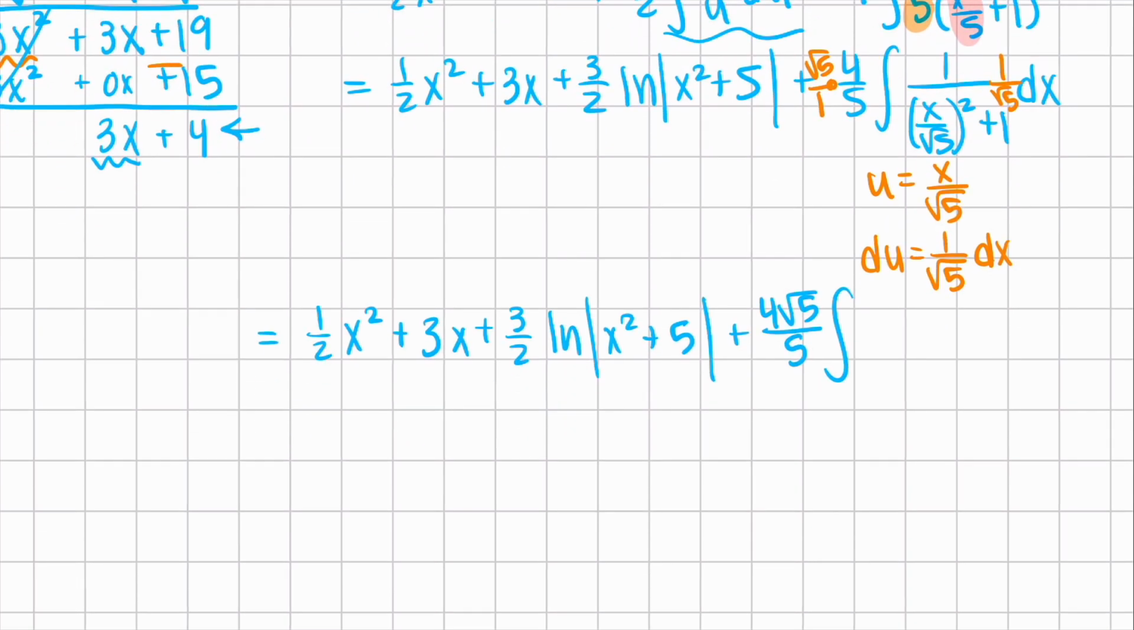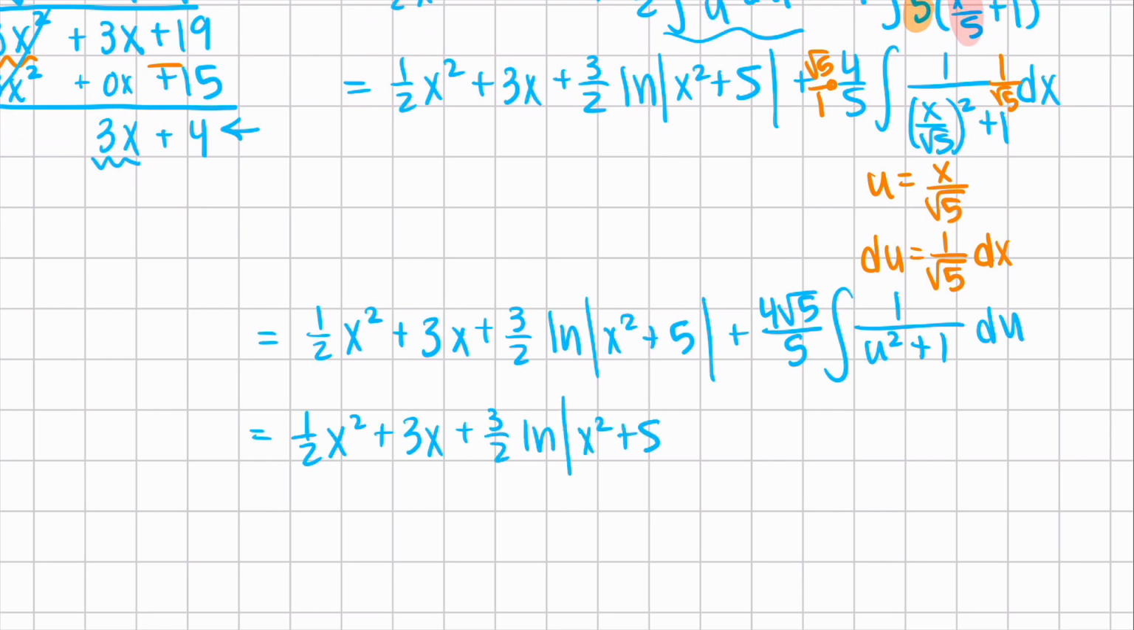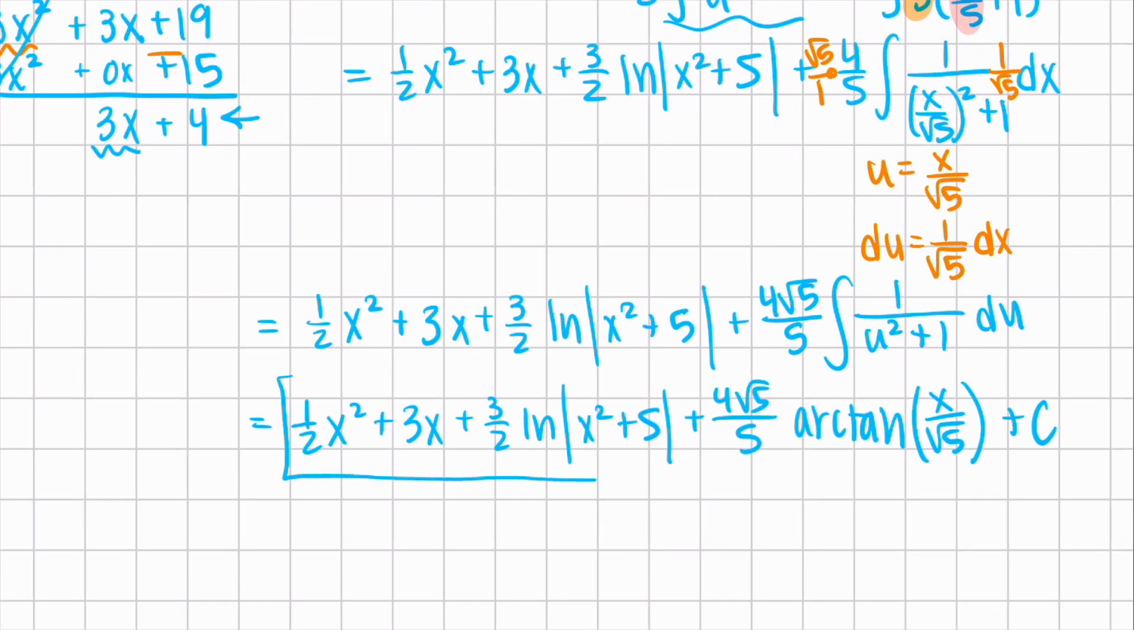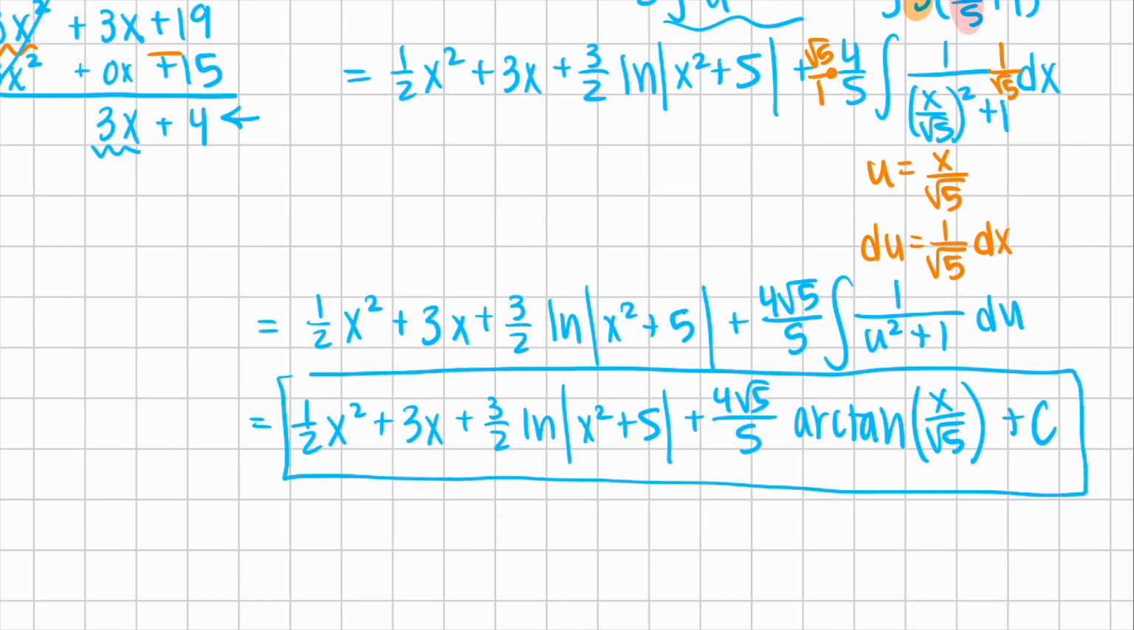And we can probably skip this step, but in case we need it, this is 1 over u squared plus 1 du. And write it out one more time. When I do my integral, this is going to be arctangent of my u, which is x over rad 5, and then don't forget your plus c. And that is the answer to this problem.